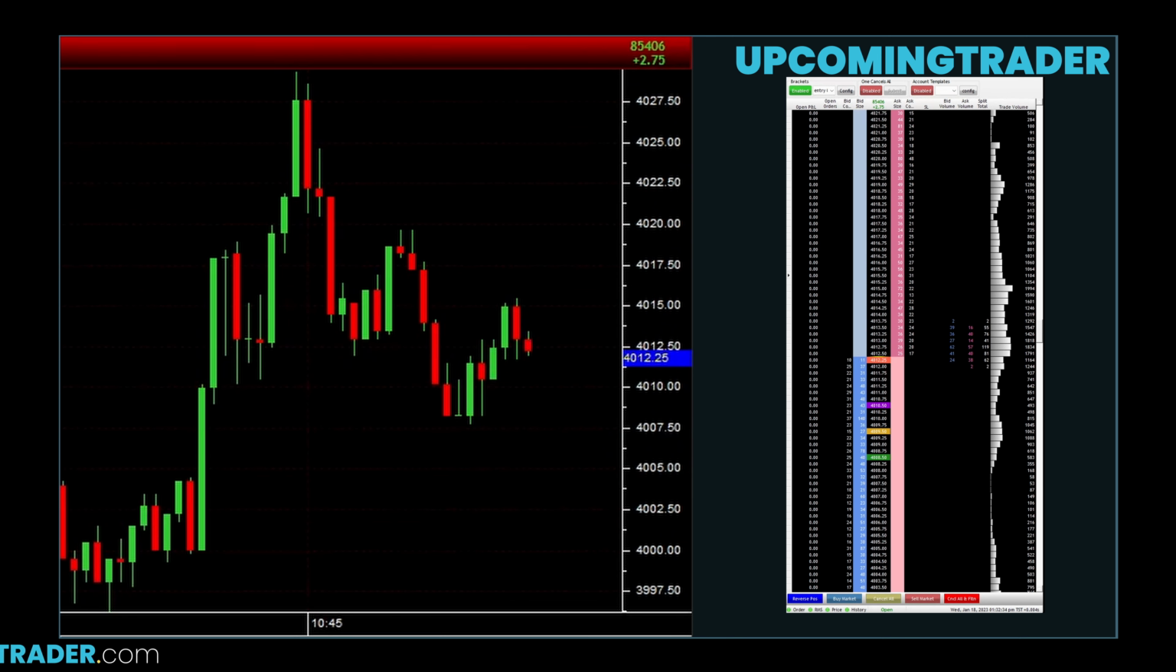enter a long position. Conversely, a rounding top signals a gradual reversal from a bullish trend to a bearish one. When accompanied by a bearish crossover, it can serve as a clear signal to consider selling.